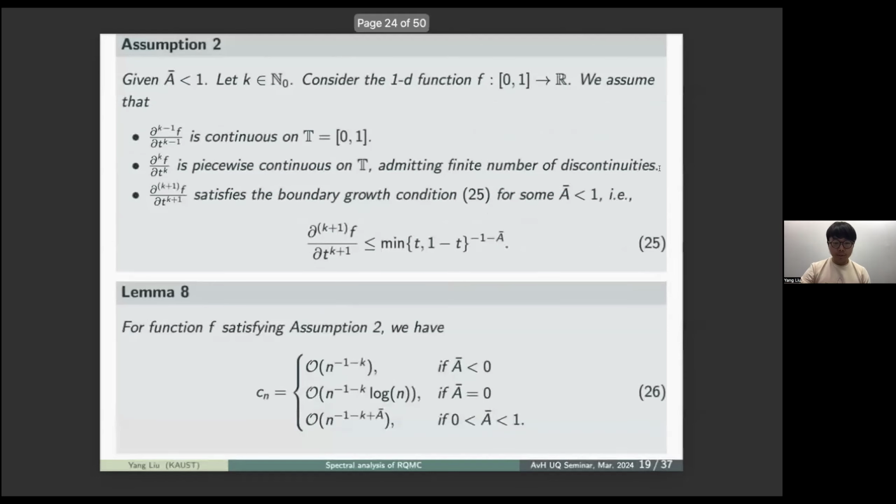If we have these assumptions, what we can get is that the absolute value of Cn is given by these three cases. If a bar is positive, then we have n to the minus 1 minus k, depending on the kth order derivative, plus a bar. And if a bar equals 0, then we have n to the minus 1 minus k times a log term. And if a bar is negative, in general, we cannot get anything that is better than n to the minus 1 minus k.